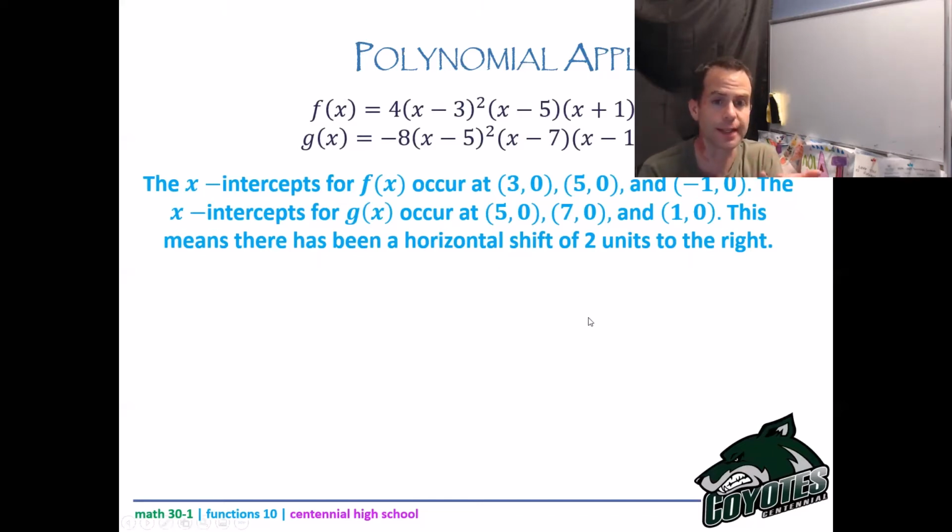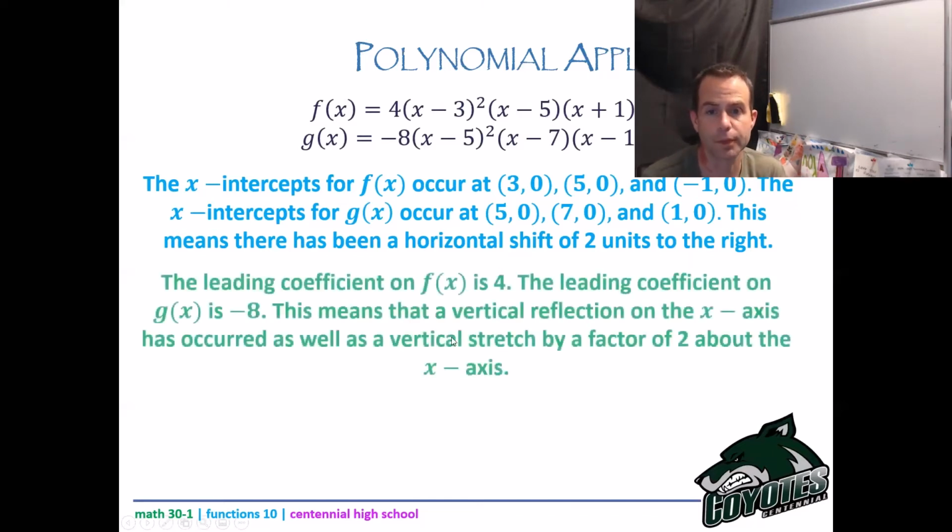But you can't just say that without anything to back it up. Okay, then we're going to take a look at that leading coefficient. The leading coefficient on f of x is 4. The leading coefficient on g of x is negative 8. This means that a vertical reflection on the x-axis has occurred. That's what made it negative, as well as a vertical stretch by a factor of 2. That's how I would have turned a 4 into an 8. Okay?